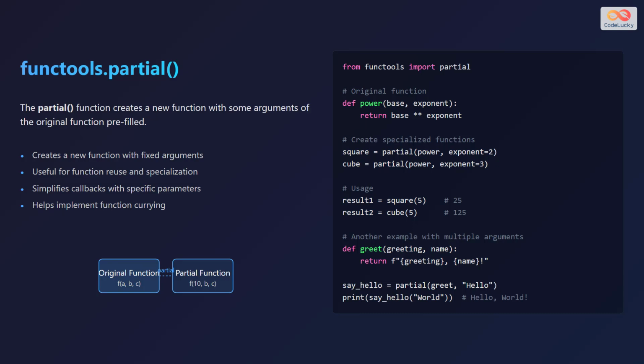Here's another example with multiple arguments. We define a function called greet that takes a greeting and a name as arguments. Then we use partial to create a new function called say hello that has the greeting pre-filled with the value hello. When we call say hello with the argument world, it returns the string hello world.